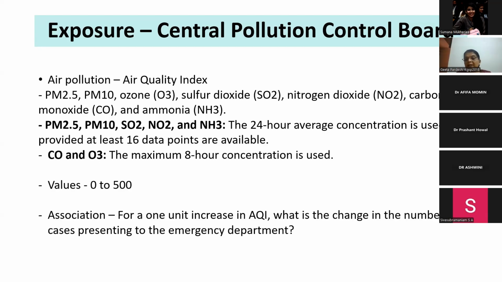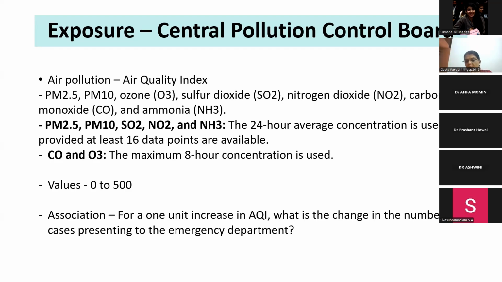So we had to look at some other resource to get data on the exposure variable. This data was obtained from the Central Pollution Control Board, the website of the board. The air pollution is measured using the air quality index. There are different air pollutants, the levels of which are measured, and the 24-hour average concentration is used for coming up with the air quality index. There is a formula, and there are set protocols for calculating the air quality index, the values of which can range from 0 to 500.